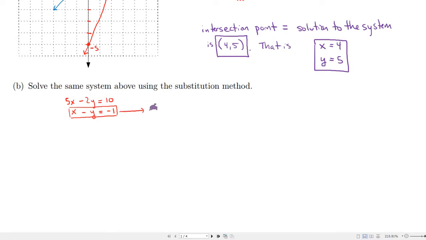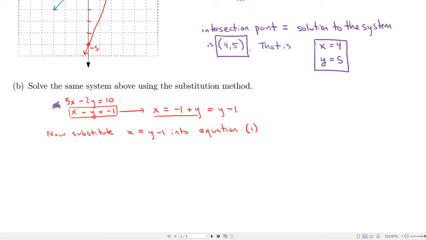If I take this second equation here, okay, notice that if I just add y to both sides, then I have x is equal to y minus 1, right? And now what I can do is substitute x is equal to y minus 1 into equation 1. So if I call this equation 1 and this equation 2, what would I get?